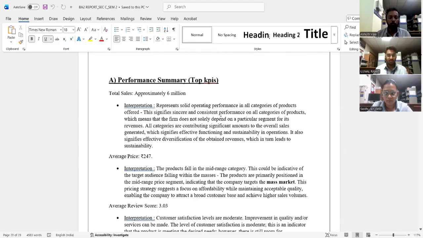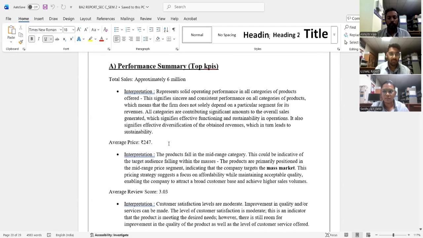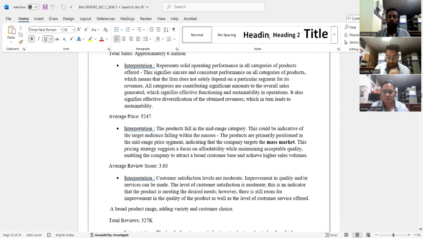We created a dashboard to summarize key KPIs such as total sales, average price, average review score, total reviews, and monthly sales. These KPIs give a high-level overview of business performance. What we observed: total sales was around 6 million rupees, which shows that the company has generated strong overall revenue across all categories. Our interpretation is that revenue is well distributed, meaning the company does not depend on a single product category. This diversification reduces financial risk and improves long-term stability.